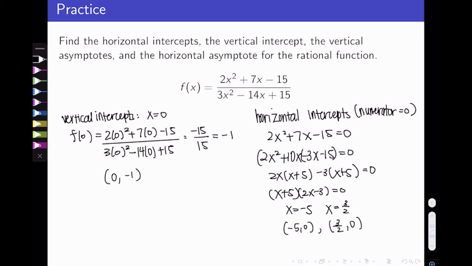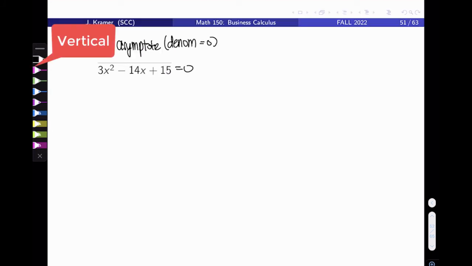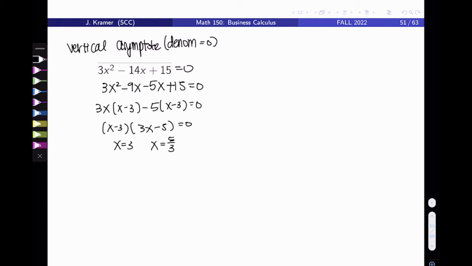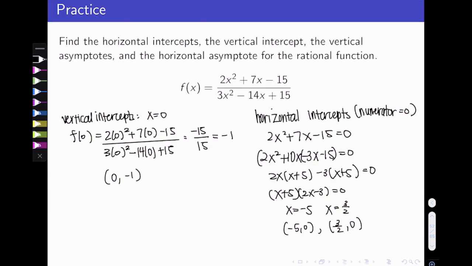Next, to find the vertical asymptote, we will find where the denominator equals 0. So we'll set our denominator 3x squared minus 14x plus 15 equal to 0, and we will factor. We can see that this graph will have a vertical asymptote at x equals 3 and x equals 5/3. To find the horizontal asymptote, we want to consider the degree of the numerator and the degree of the denominator. The degree of the numerator is 2. The degree of the denominator is also 2, and so we want to take a ratio of the leading terms. And so we can see that the horizontal asymptote will occur at y equals 2/3.